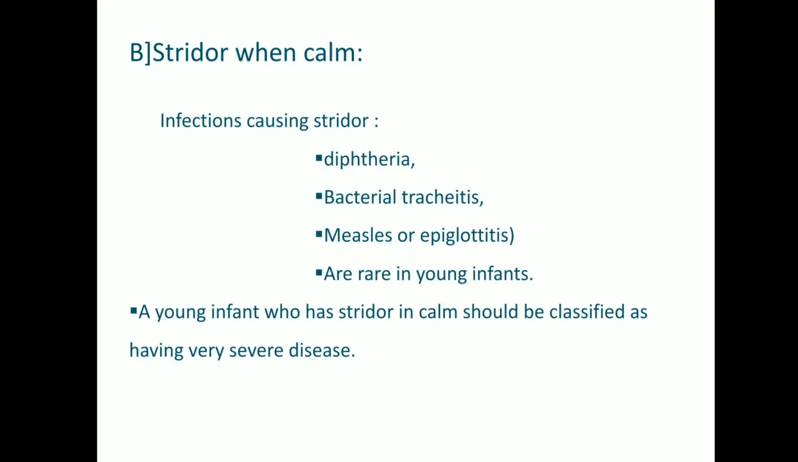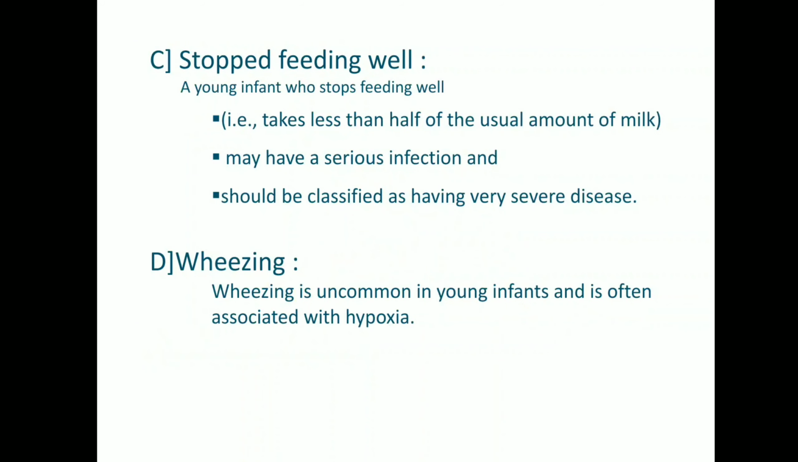The next sign is stridor when calm. So if you come across a child who is having stridor when he is in a calm state, it means you have to classify the child as having a very severe disease. And what are all the causing factors for stridor? When the child has diphtheria infections or bacterial tracheitis or measles or epiglottitis. So a young infant who has stridor in a calm state should be classified as having very severe disease.